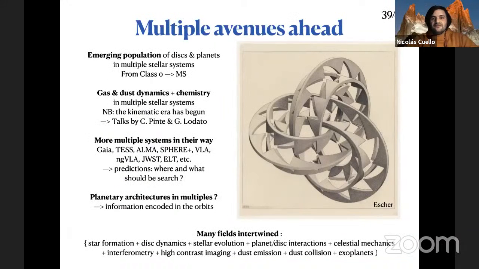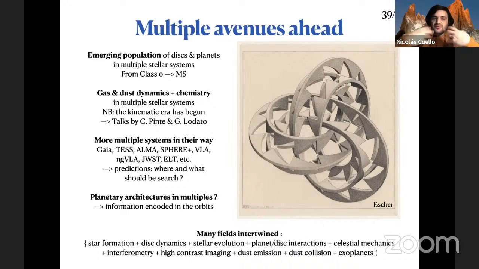And the avenues for the future. So we have an emerging population of disks and planets in multiple stellar systems, all the way from class 0 to the main sequence. Gas and dust dynamics can be done now with chemistry. So this is the way to go, I think, now. And I want to emphasize that the kinematic era has already begun. And there are two very nice talks by Christoph Panta and Giuseppe Lodato. And there are many more multiple systems on the way in the next year.